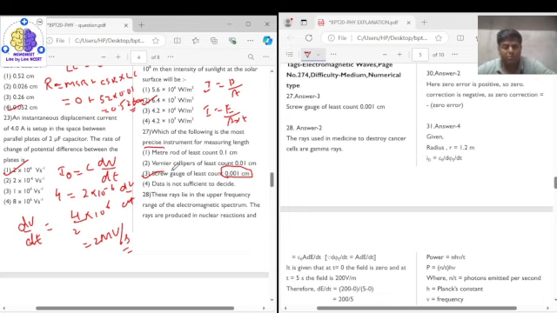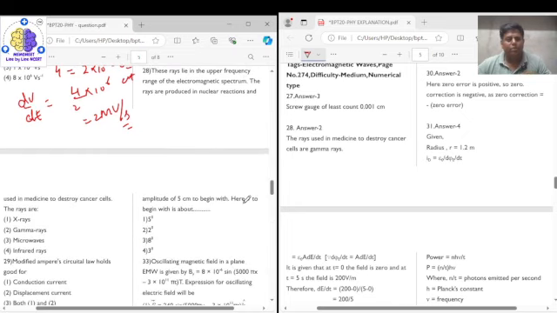Now, next come to question number 28, and the question number 28 says that these rays lie in the upper frequency range of the electromagnetic spectrum. The rays are produced in the nuclear reaction and used in the medication to destroy cancer cell. The rays are your gamma rays, right? So again, you have to remember the uses. So it's gamma rays, option 2.